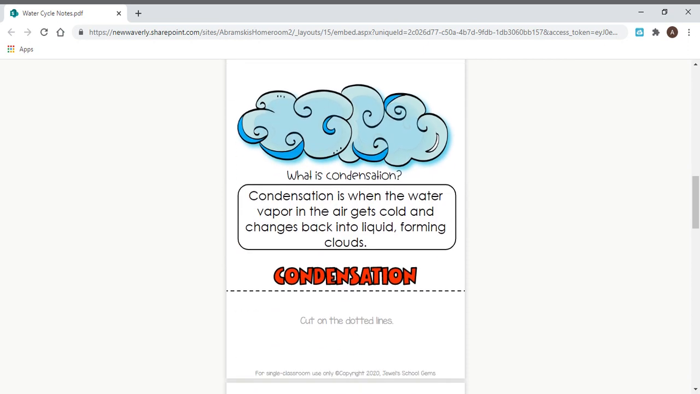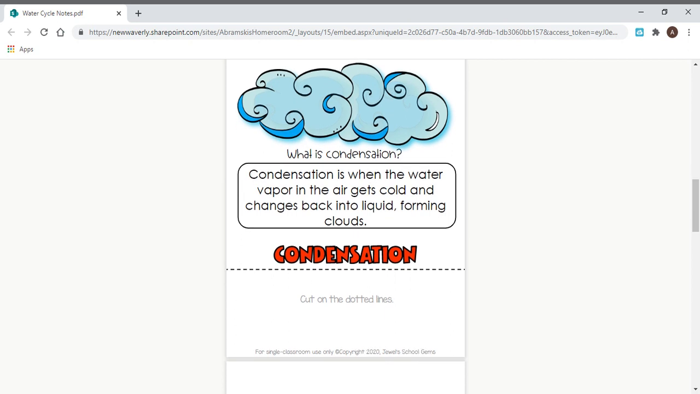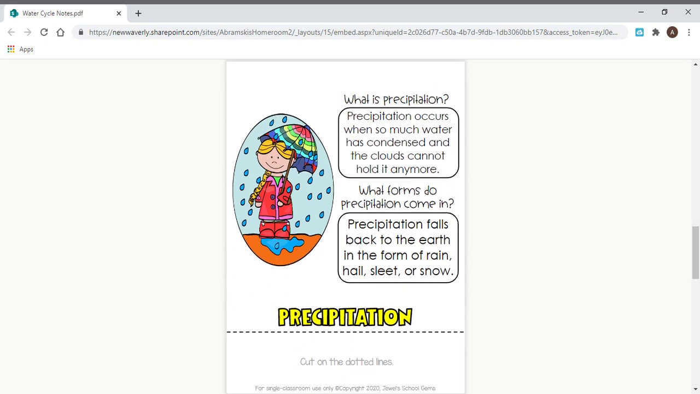Next is, what is condensation? Condensation is when the water vapor in the air gets cold and changes back into liquid, forming in the clouds. So that's wherever it gets the water vapor goes to the air. It cools down, and once it cools down, then it gets heavy enough, and then we will get precipitation.